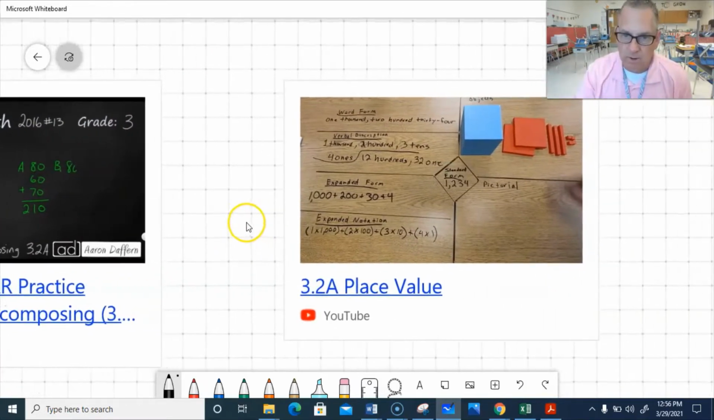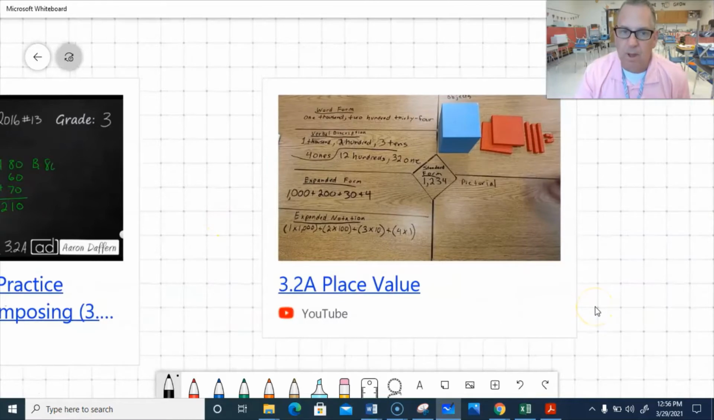And I've got another video over here over place value, and I'm basically going to show you all the different ways we can decompose the number 1,234. So let's get ready and watch the videos.